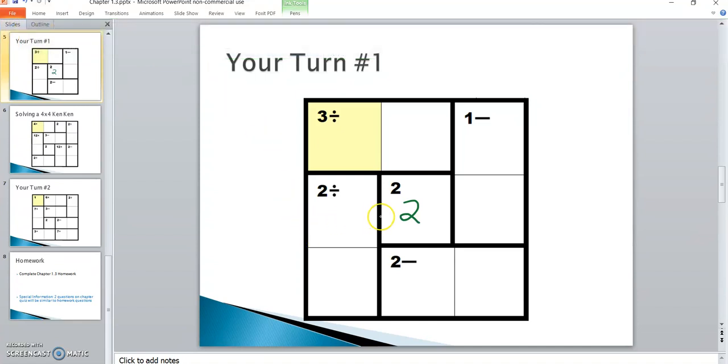Okay. So I'm going to look at this one, 2 divided by. So I know that one of these is going to be a 2, and one of these is going to be a 1. And then I can figure out this one is a 3, because 1, 2, and 3. And 3 divided by 1 is 3. And then I can finish it off.